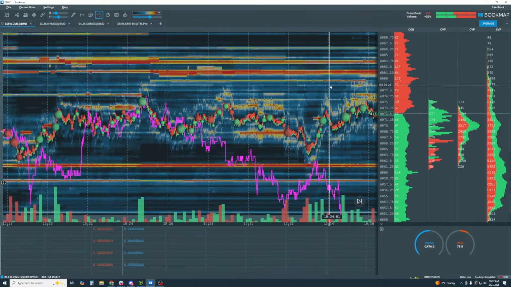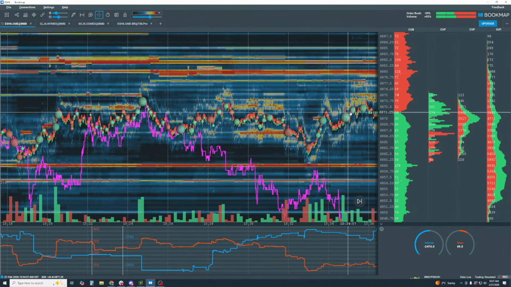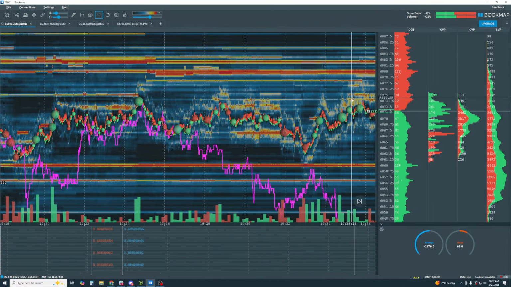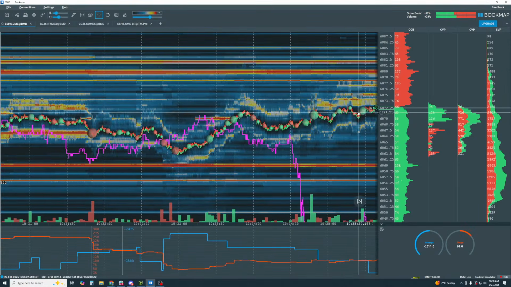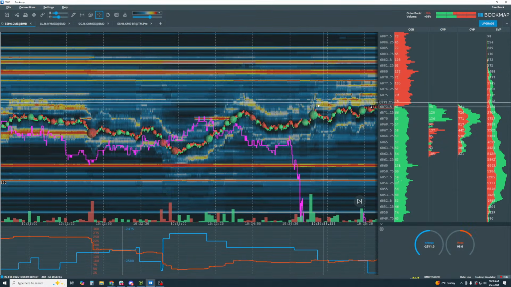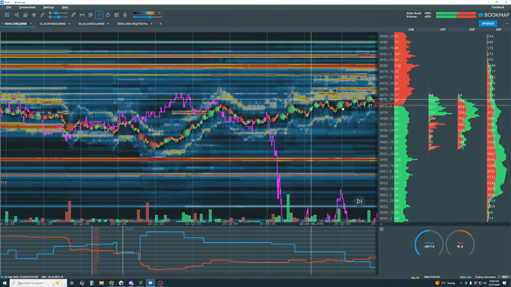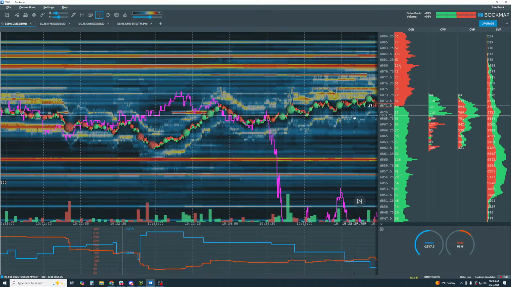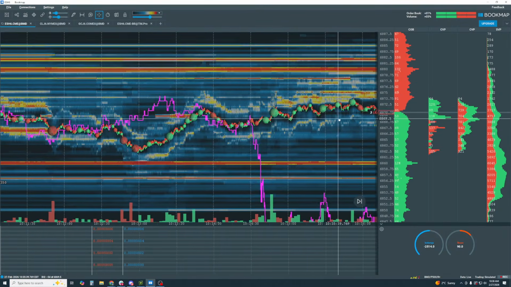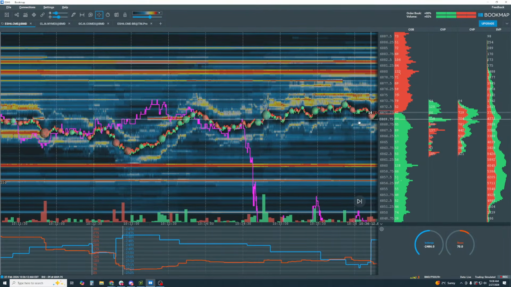Boy, where was it? We were right in here, right? And we started to see it build in here. Let's just zoom in a little bit more. Clearly, we want to see the aggressive buyers. This is what moves the market. Okay, we want to see more of that. We also want to see them on the bid down here, meaning passive buyers getting filled in these areas.